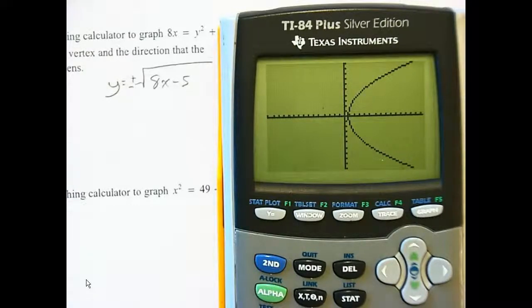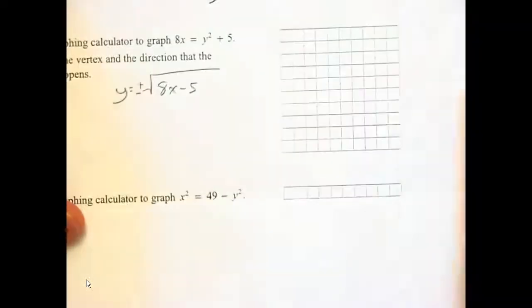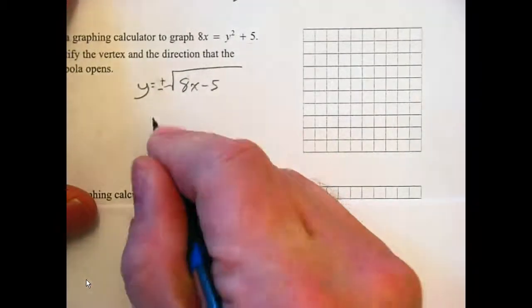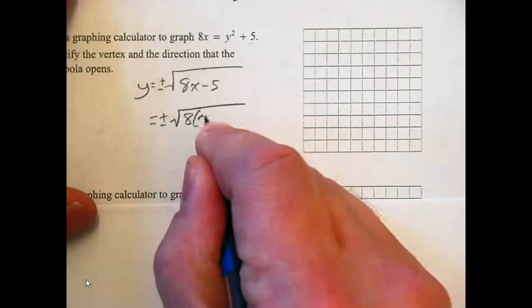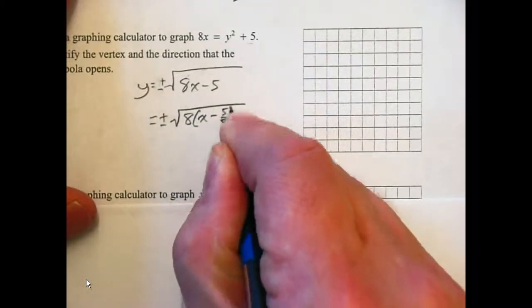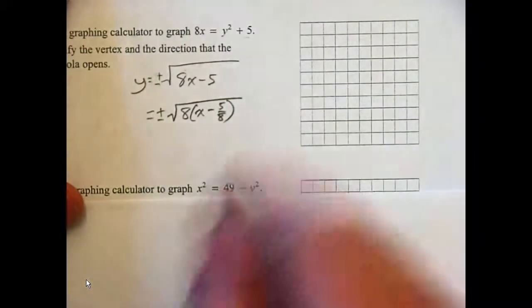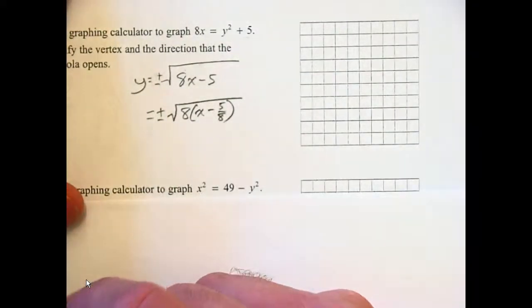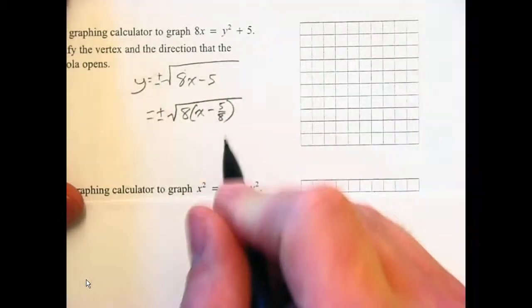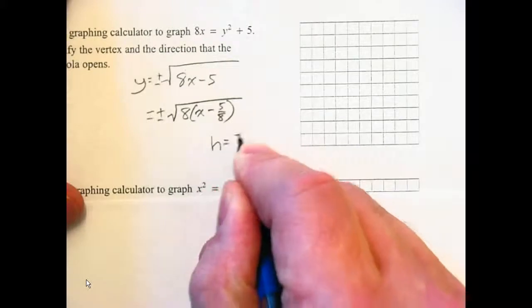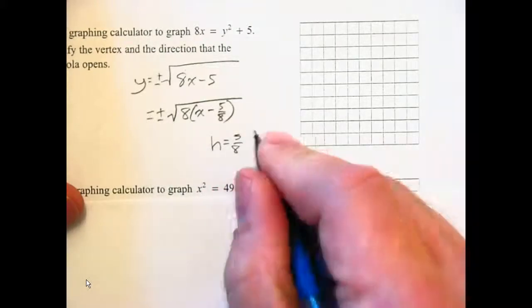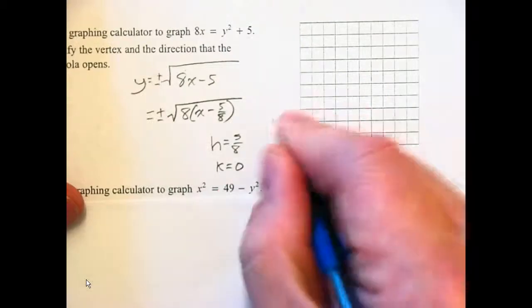Okay, and then the vertex, you could calculate the vertex, or I should know from this, I could actually figure the vertex by pulling that 8 out again. X minus 5/8, what's my h value? H is 5/8. What's k? K is 0. What's my vertex? Yeah, it's 5/8, 0.